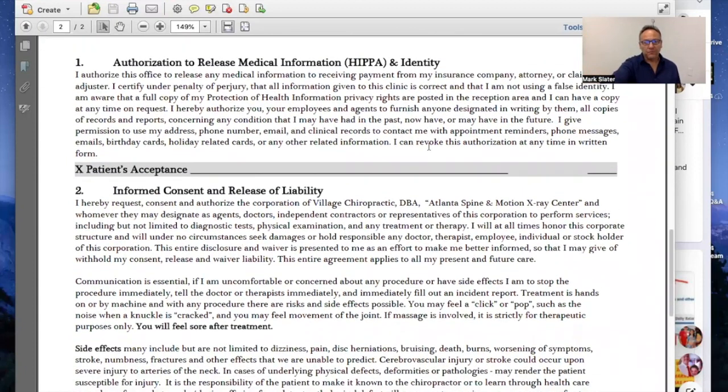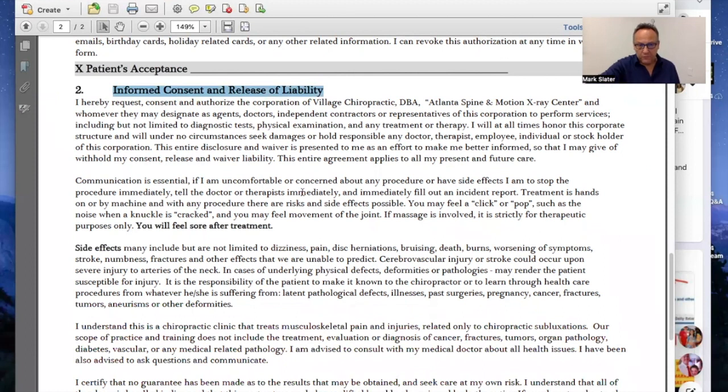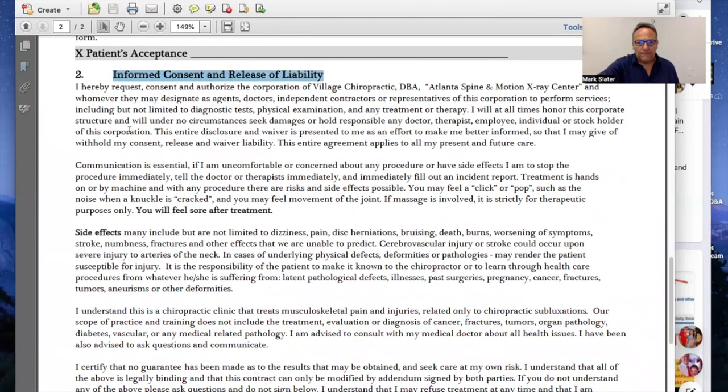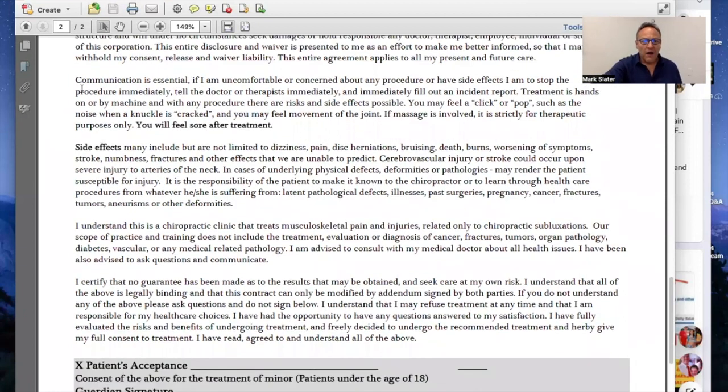It's page 2. Here you're authorizing to send your records to the attorney, and you're protecting their privacy. The patient is authorizing you to give copies of any records and reports concerning any condition in the past. All right, you get it. Informed consent and release of liability. Let's see. Talking about you letting the doctor do all the services and modalities that the patient needs for present and future care.